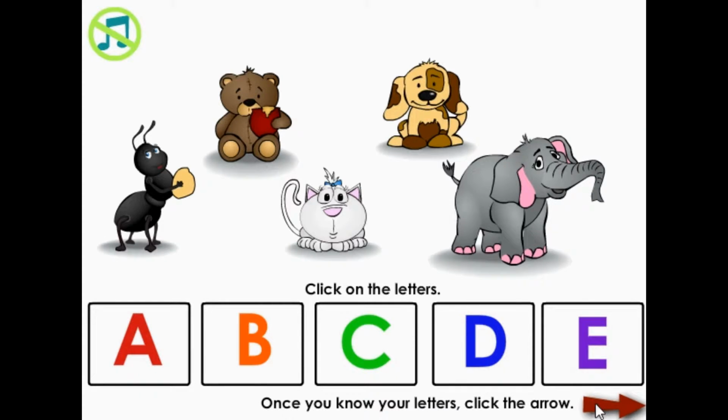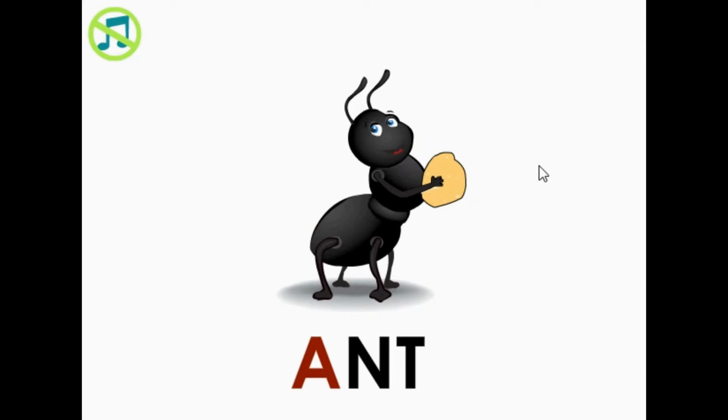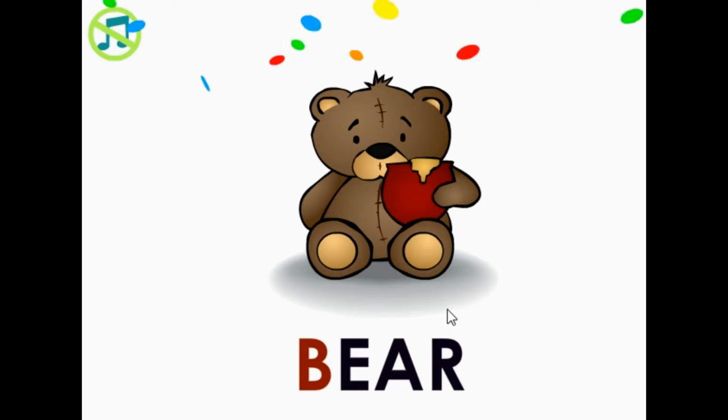Next page. Find the animal whose name begins with A. Good job! Ant begins with A. Find the animal whose name begins with B. Awesome! Bear begins with B.